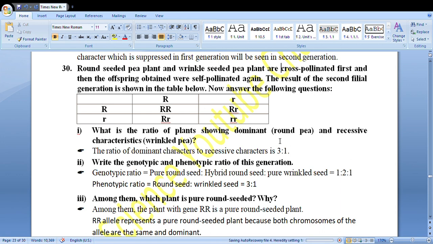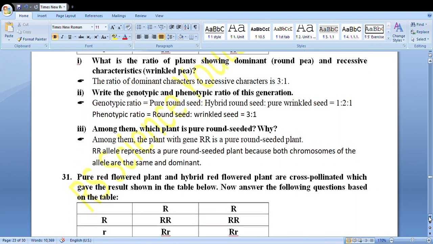What is the ratio of plants showing dominant and recessive character? The ratio is 3:1. Write the genotype and phenotype of this generation. Genotype and phenotype ratio. Genotype ratio is 1:2:1. Phenotype ratio is 3:1. How is the genotype 1:2:1? Because 1 is pure and 2 is hybrid and 1 is again pure wrinkle. Among them, which plant is pure round seed and why? Pure round seed, RR, capital R, because both chromosomes are the same and dominant, and pure round is a dominant character.